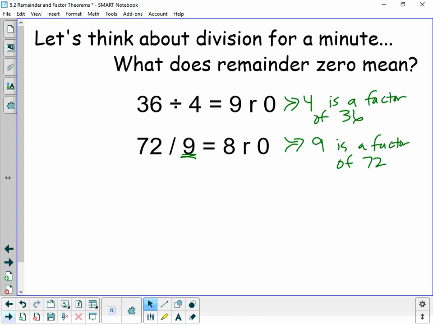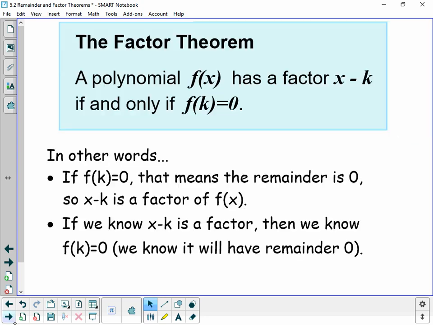Well, it works the same way with polynomials. If we divide and we get a remainder of 0, we have found one of the factors. And that's called the factor theorem.